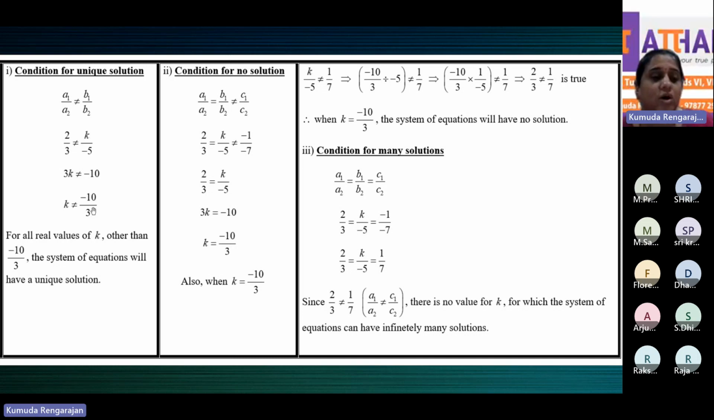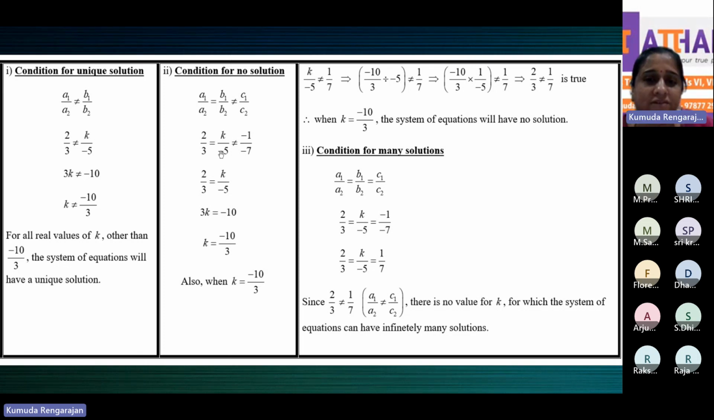So here you get k not equal to -10 by 3. So you can see here all values other than -10 by 3. So here when you solve, you get k is equal to -10 by 3. Actually, you can stop here. But this is just checking. So when k is -10 by 3, no solution. So this is just a check.